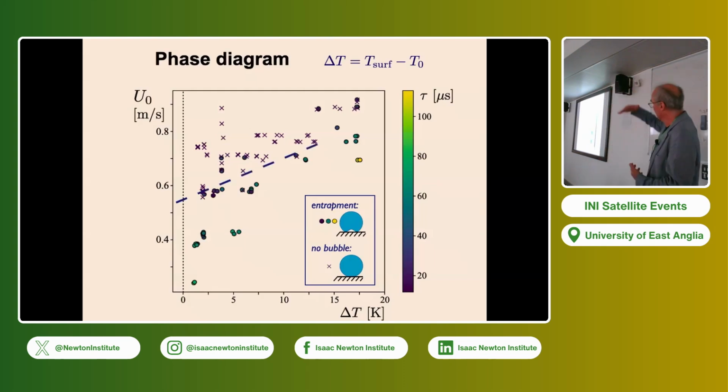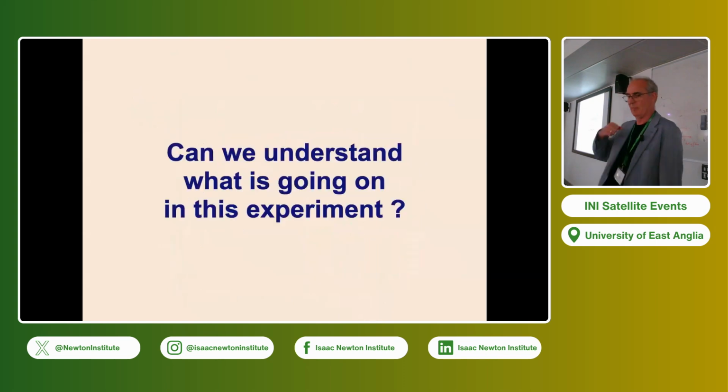Now, there is a clear transition as a function of, so we have U0 on the vertical and superheat delta T on the horizontal. And there is a clear transition between the two. And you also see that the farther away you are from this transition line, more or less, the lifetime of the entrapped vapor bubbles becomes longer. Good. Can we understand what is going on in this experiment?